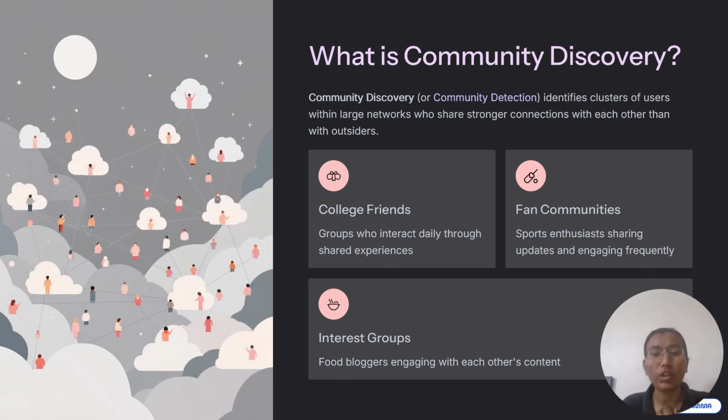For example, we have college groups, cricket fan groups, or a food blogger community. These are all smaller communities within a big social network, right? It helps us understand how people form groups naturally based on their interests or relationships, right? Okay, so this was community discovery.